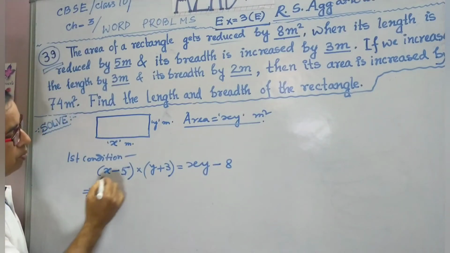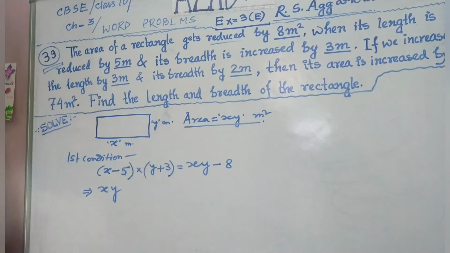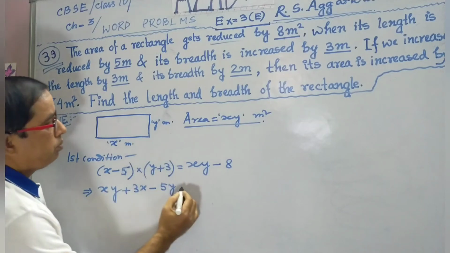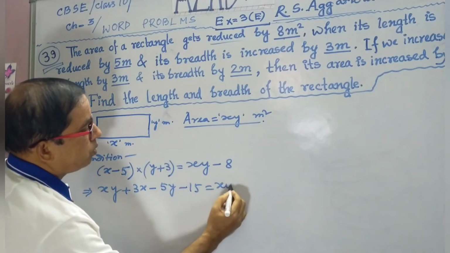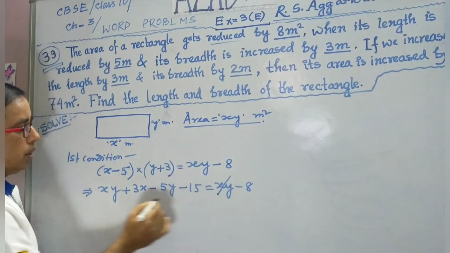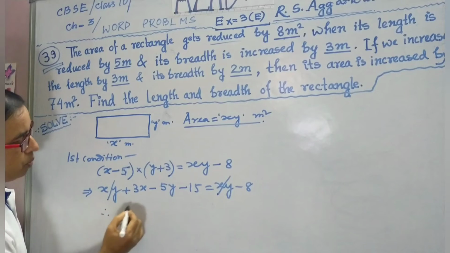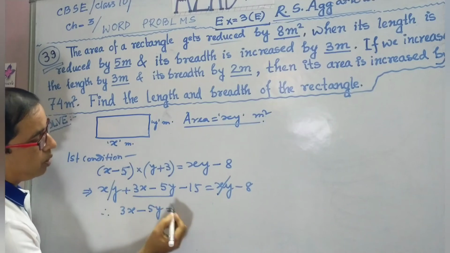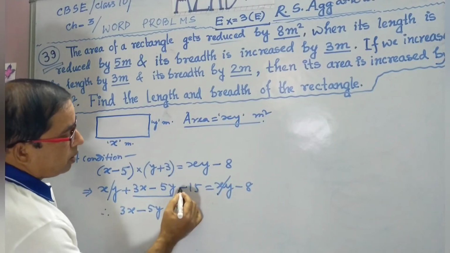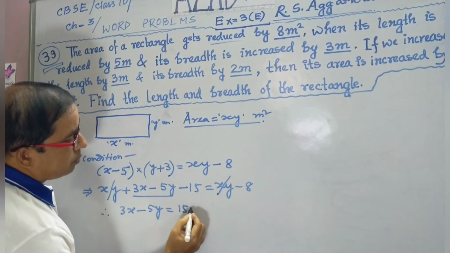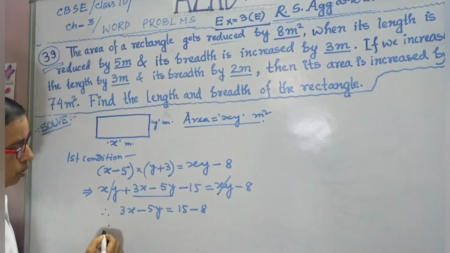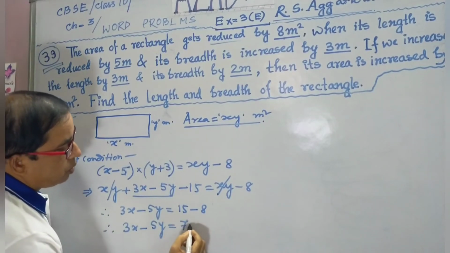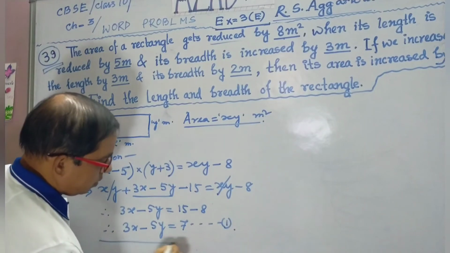Now if we multiply this one, it becomes xy plus 3x minus 5y minus 15 equal to xy minus 8. xy and xy cancelled. Therefore, in this side, I want to keep 3x minus 5y, and in that side, this minus 15 will be plus 15, and there is 8. So, the first equation is 3x minus 5y equal to 7. This is the equation 1.